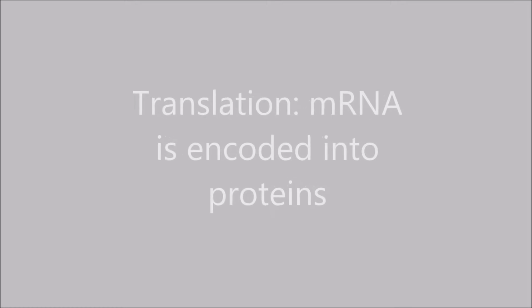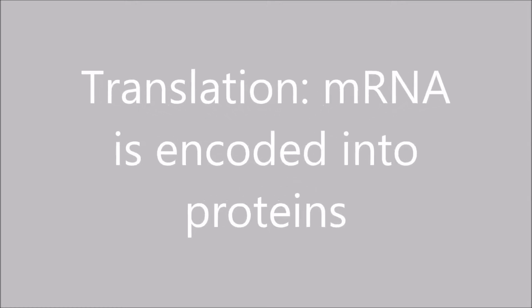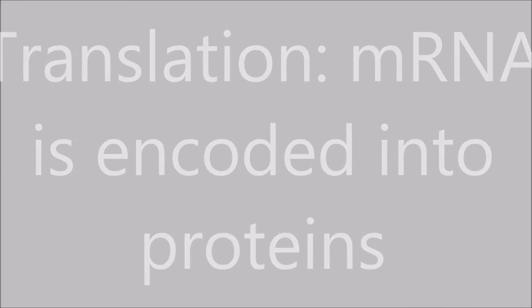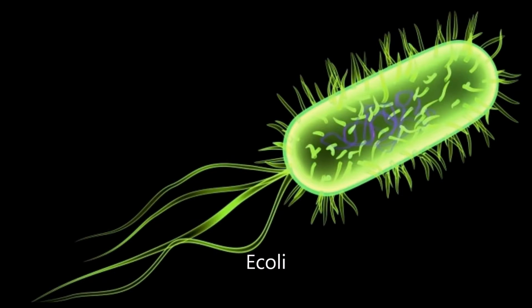Translation is a process by which the mRNA strand is read by a ribosome and encoded into proteins that help with the daily functions of living organisms. Both eukaryotes and prokaryotes undergo this process of translation. One example of a prokaryotic organism that undergoes translation is the E. coli bacterium. Translation of E. coli consists of 4 main steps.